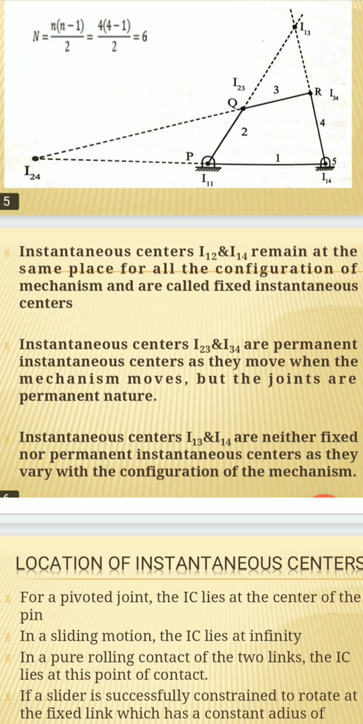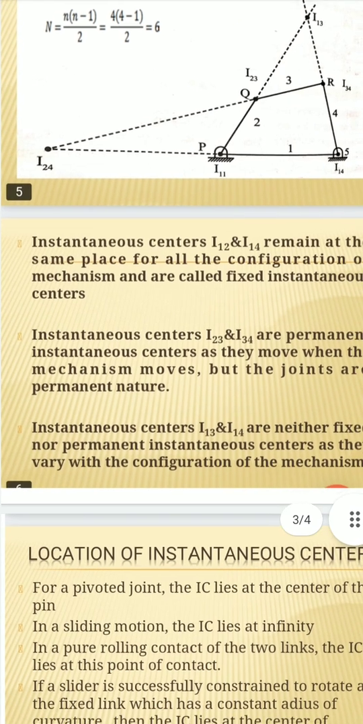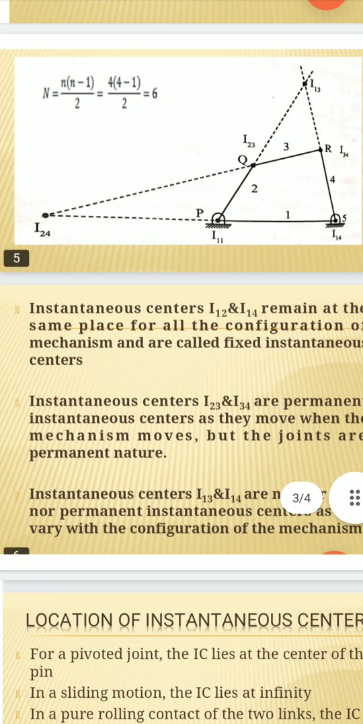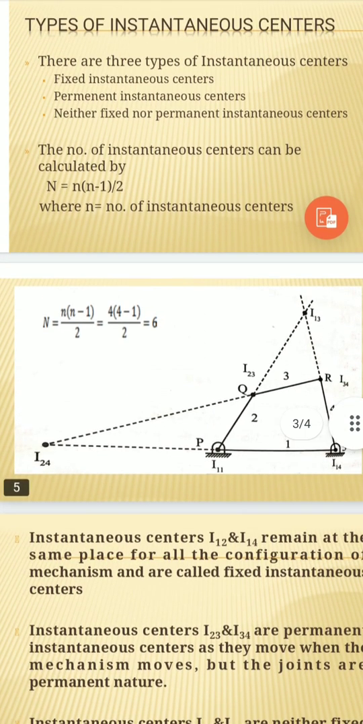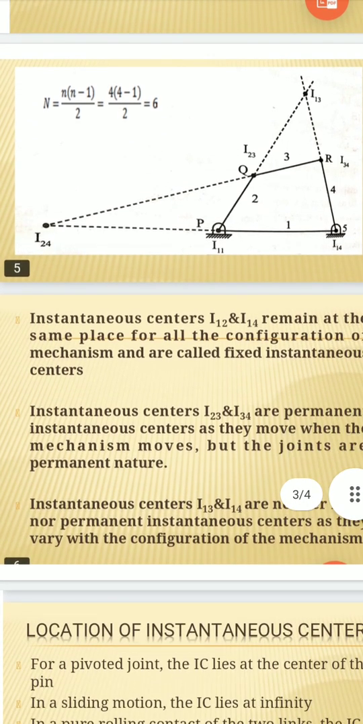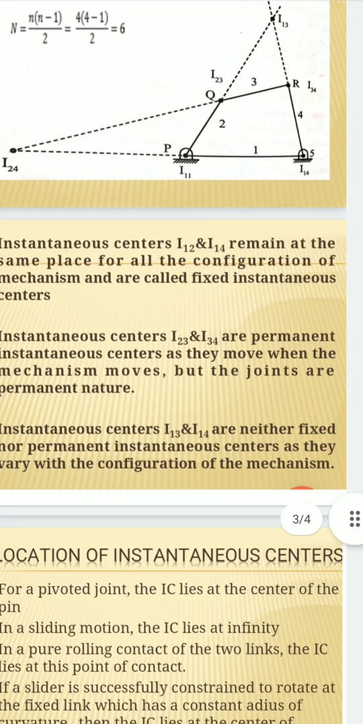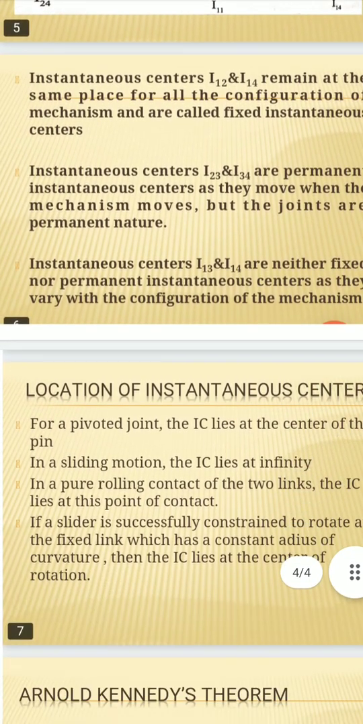Therefore, the instantaneous centers are mainly classified into three types. One is the fixed instantaneous center. The second is the permanent instantaneous center, as written here. The third is the neither fixed nor permanent instantaneous center. This is the concept of the types of instantaneous centers.